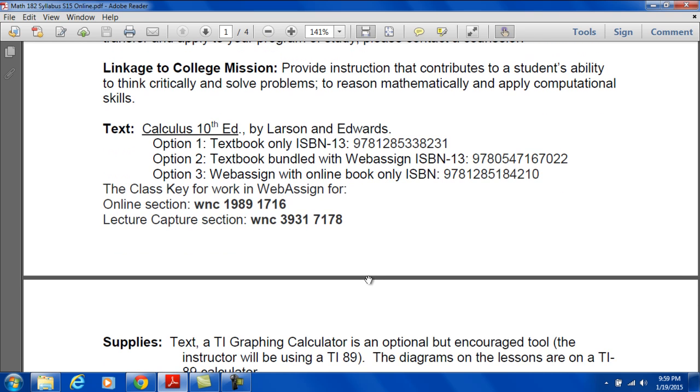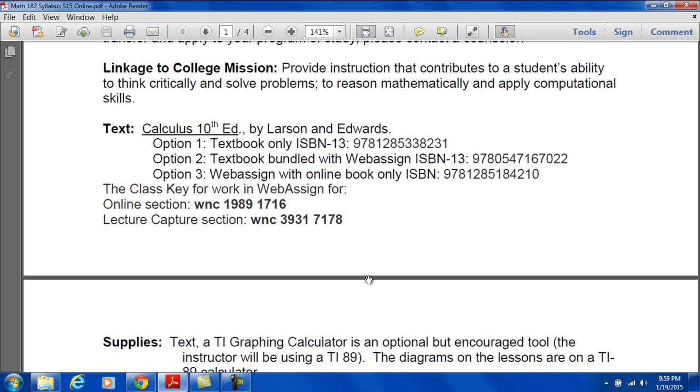Okay, our textbook would be Calculus, 10th edition, by Larson and Edwards. You have some options here. You can buy just the textbook. You can buy the textbook with WebAssign, which you would need if you want to do your homework or exams online. Or you can just buy WebAssign, directly from the publisher or from the bookstore, and that gives you access to WebAssign. And again, they have an online book inside WebAssign.